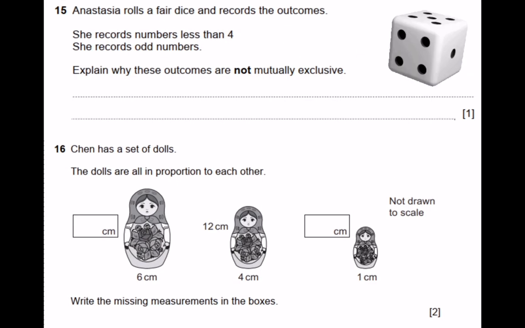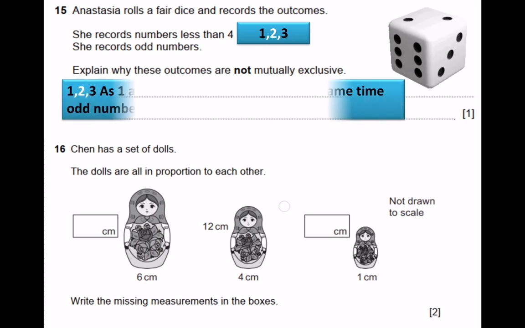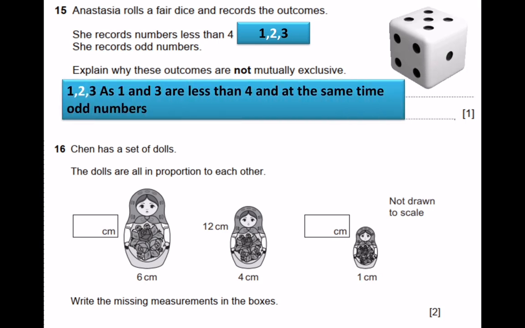Anastasia rolls a fair dice and records the outcomes. She records a number less than 4. She records an odd number. What are the numbers less than 4 on the dice? Less than 4, it will have 3, 2, and 1. She records an odd number. How come? 1 and 3 are odd numbers. So this is not mutually exclusive for sure, because I already have 1 and 3 are less than 4 and at the same time odd numbers.